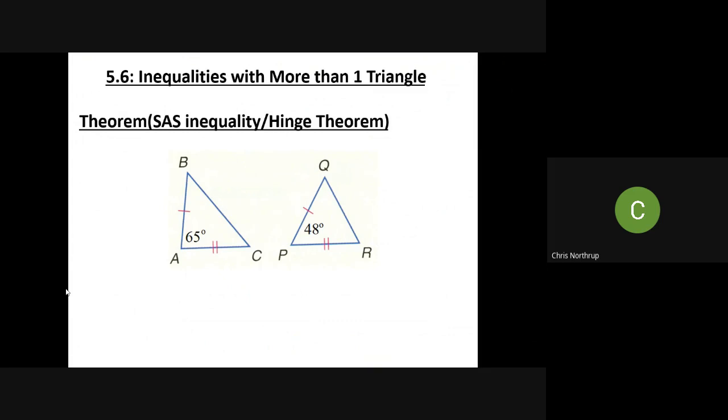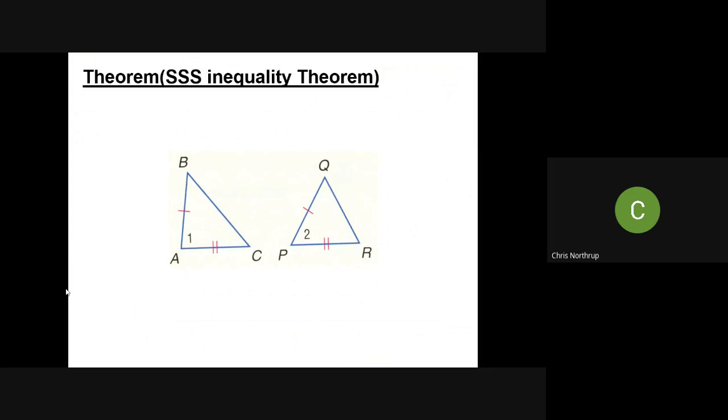We call that the side-side-side inequality. So this is basically when you know all three sides and you're comparing the included angle, angles 1 and 2. So for example, same scenario, we know AB is congruent to PQ, AC is congruent to PR. And if we knew how BC and QR compare to each other, like one is bigger, one is smaller, etc., that comparison will also tell us how the angles 1 and 2 compare.